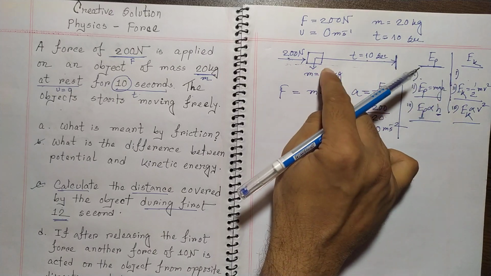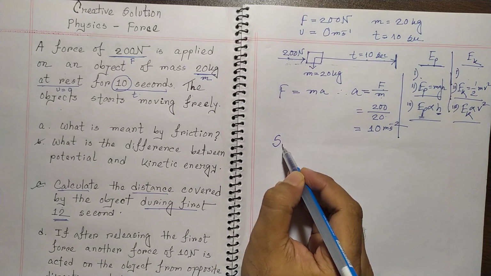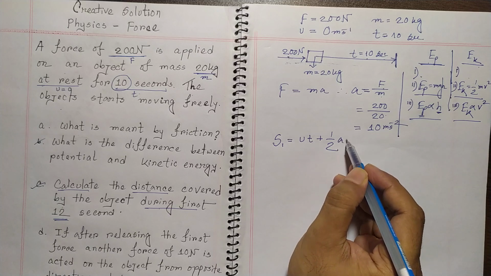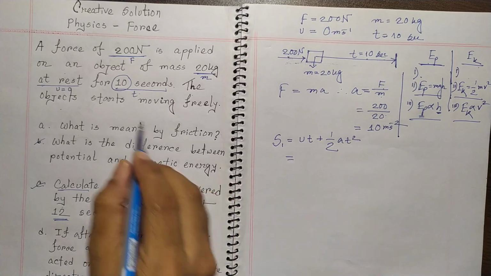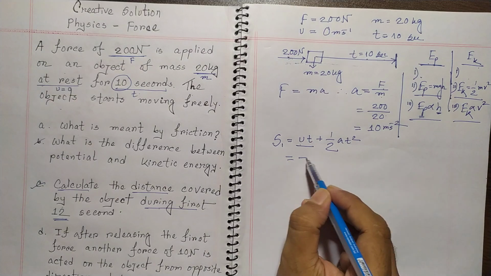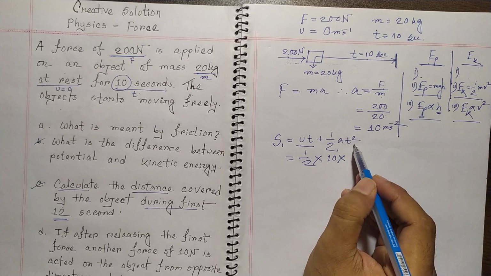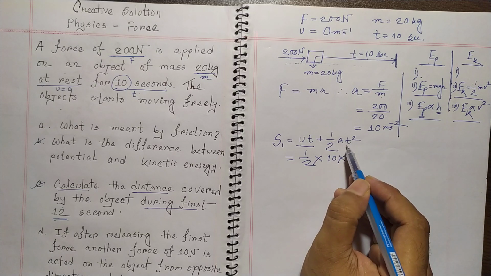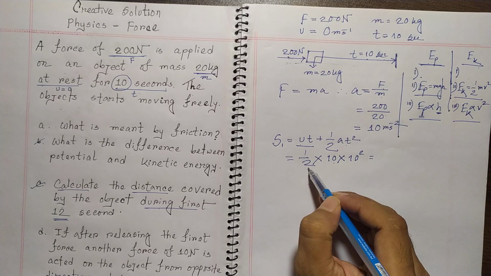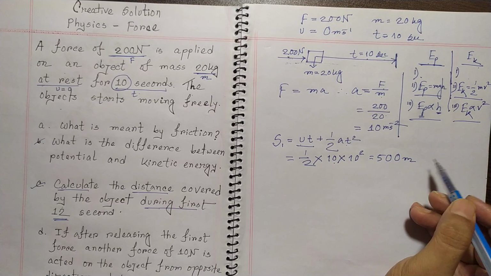So the distance traveled during 10 seconds would be S1 equals ut plus half at square. Now we know it was at rest, so u would be 0. Half times a, which is 10, so half a is 5, and t square is 10 square, which is 100. So 5 times 100 would be 500 meter, I think.